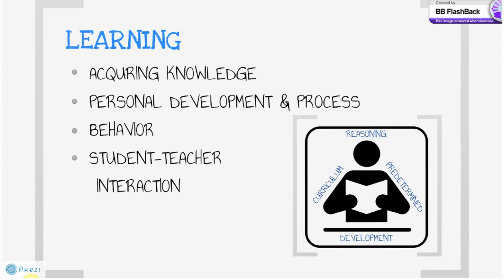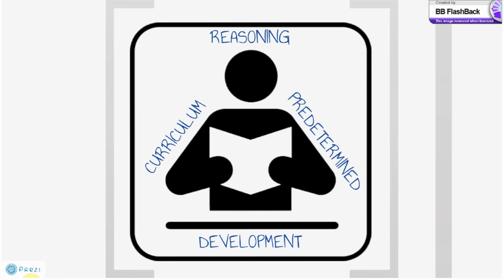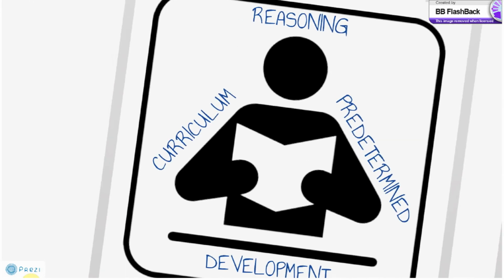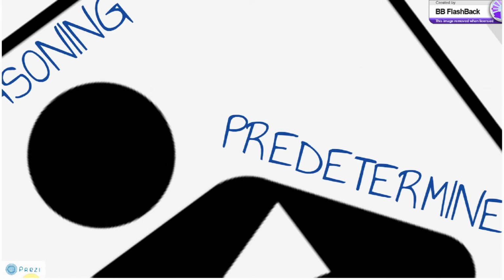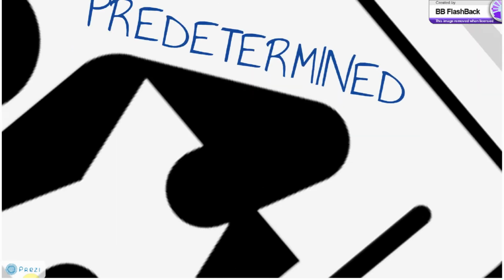The learning process includes the act of acquiring knowledge, personal development in many ways, learning appropriate behavior, and most importantly, the student-teacher interactions students experience throughout their whole schooling career. Learning in the College of Education includes the aspects of following an organized curriculum, reasoning, learning with predetermined exercises, and the development of knowledge and personality.